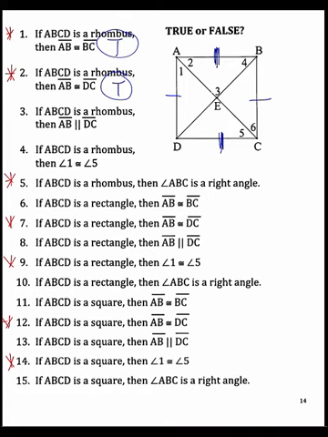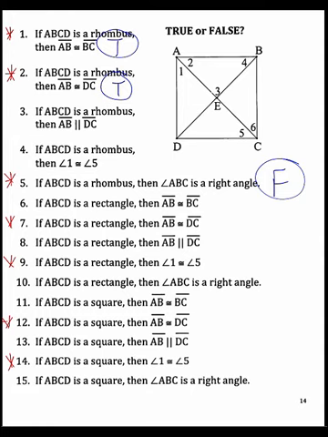If we jump down to number five, if ABCD is a rhombus, then angle ABC is a right angle, so I'm going from A to B to C. Does this have to be a right angle in a rhombus? No, it doesn't. This is going to be false. In a square, it has to be a right angle. In a rectangle, it has to be a right angle. But by definition, a rhombus does not have to have a right angle over there. So this is not true. So that's where you have to be careful and pay very close attention to what words you are given.